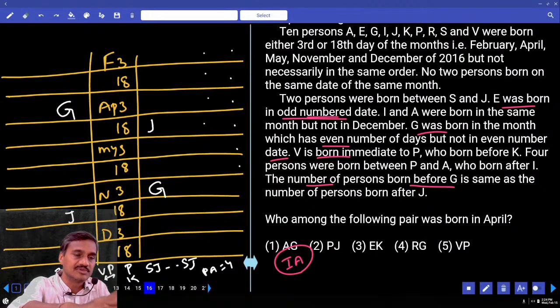There are some 6 people. Now 6 people here, and 6 people in this case. And if 6 people were here, 1, 2, 3, 4, 5, 6, J will be here.